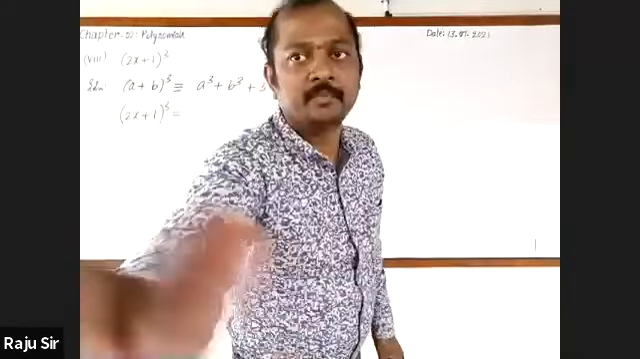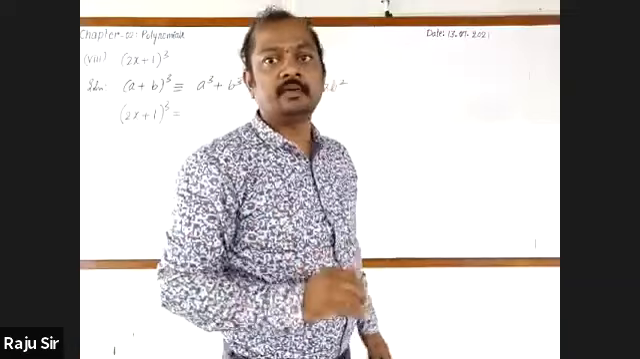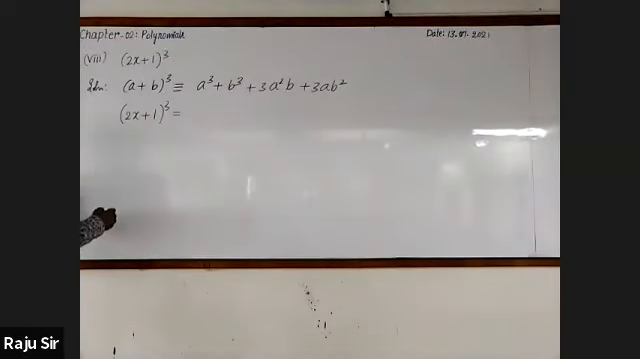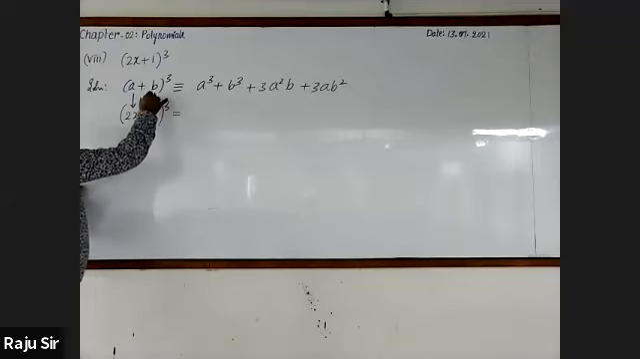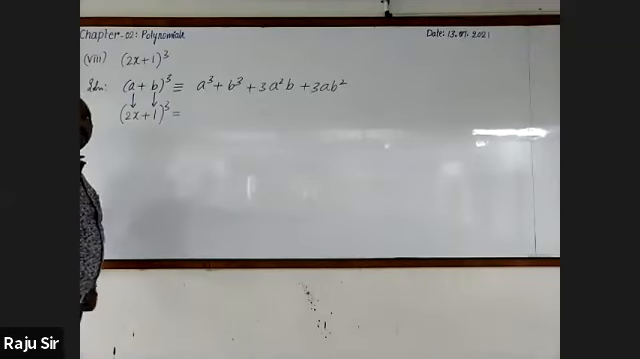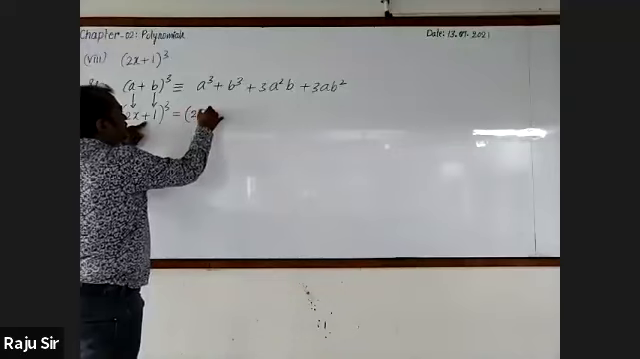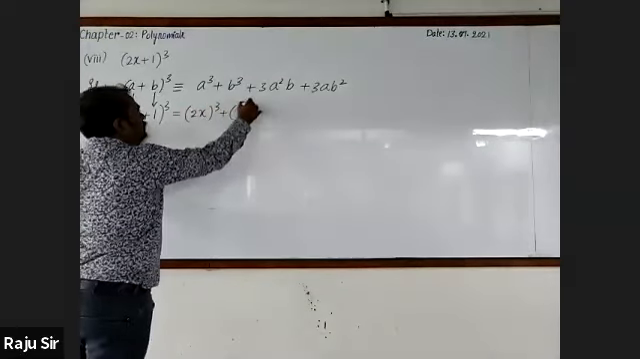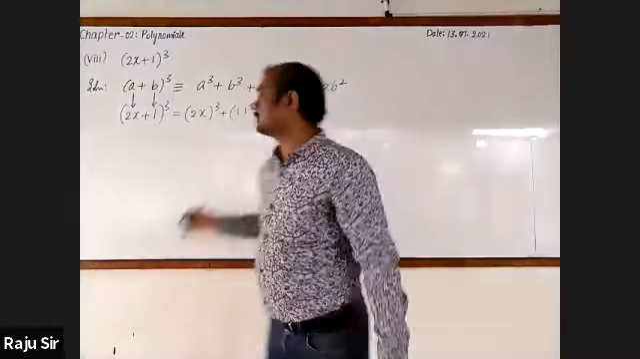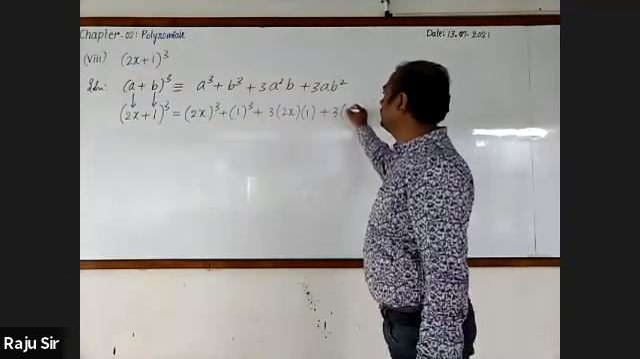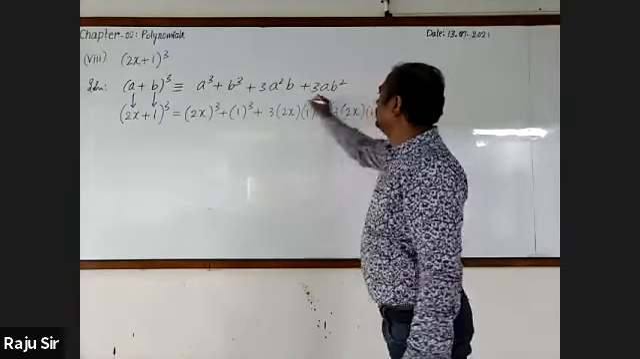Afreen Malika, now tell the values of A and B. A is 2x. Very good. What about B? B is 1. Of course, I give chance to you only. First, you go for substitute. A cube, it is 2x whole cube. B cube, it is 1 whole cube. Plus 3a square b, 3 into 2x into 1. Plus 3 into 2x into 1 whole square.